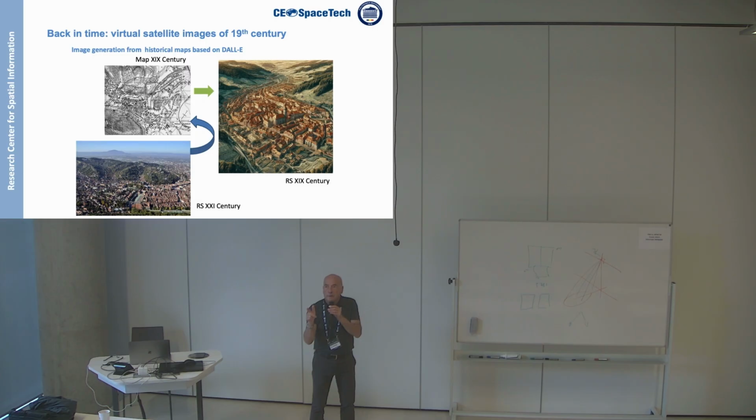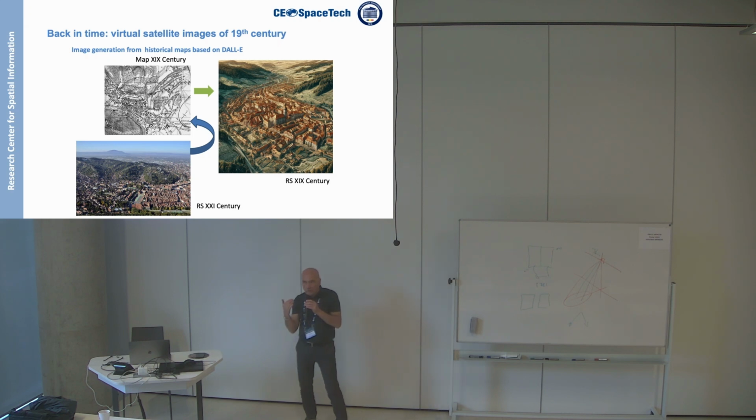We used an aerial image of the city, and we generated back in time the satellite image of the city in the 19th century. So this is an interesting application in everything which has to do with heritage, historical reconstruction, and climate. So we have today many sources of information, historical sources, which could be translated into satellite images.